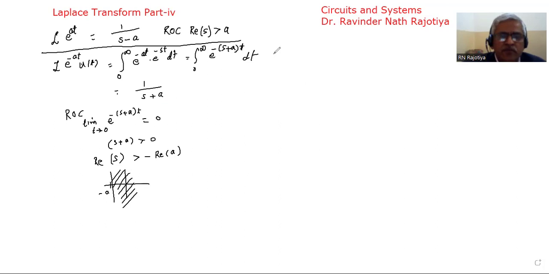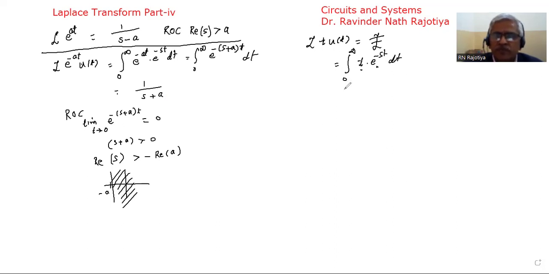Similarly, let's take one more example. Suppose you are asked how to find the Laplace transform of a unit ramp function. A unit ramp function can be written as t u of t. So the Laplace transform of this will be 0 to infinity of t into e power of minus st dt. And I know that t terms are in both e power of minus st and t as well. So you need to solve it by parts.